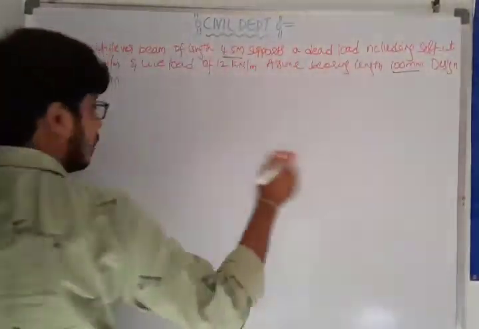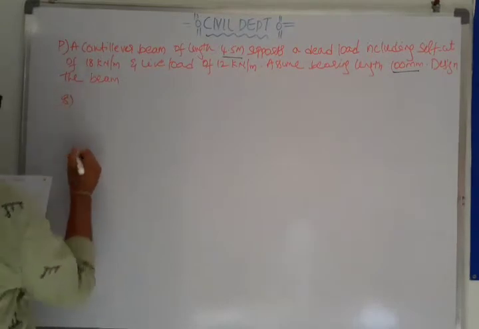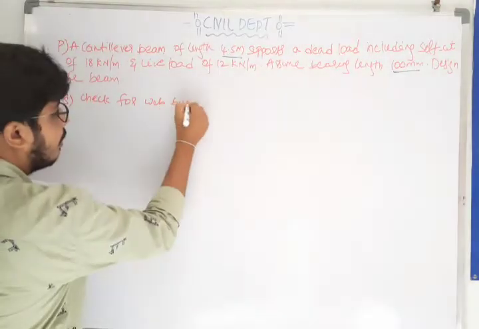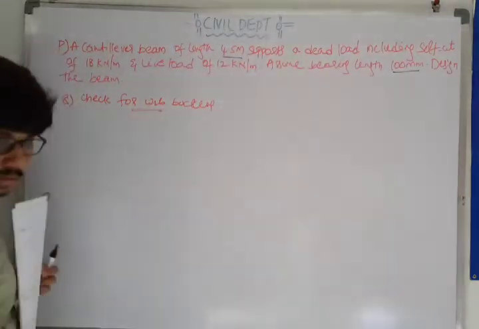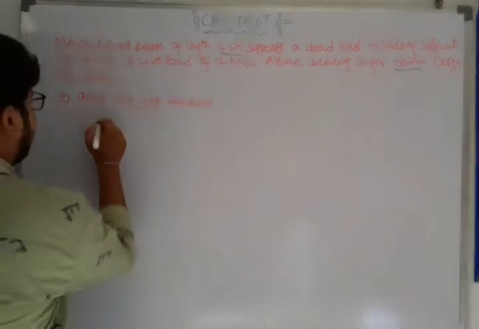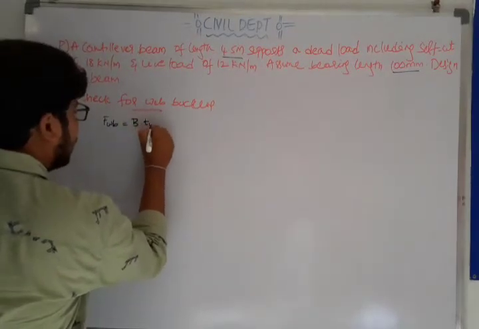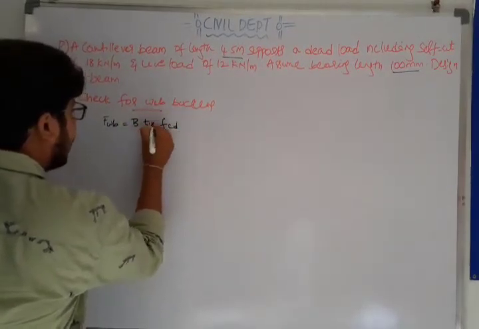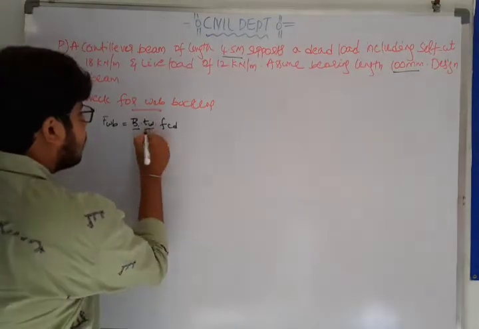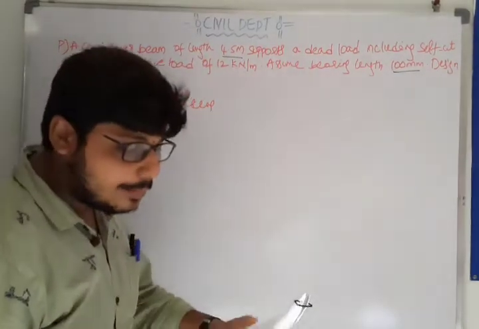Okay, continuing from yesterday's video with step 8, check for web buckling. I have told the formula for the check for web buckling: F_WB is equal to B1 into TW into FCD. Here B1 is the bearing length, which you should assume, TW is the thickness of web, and FCD is the compressive strength.